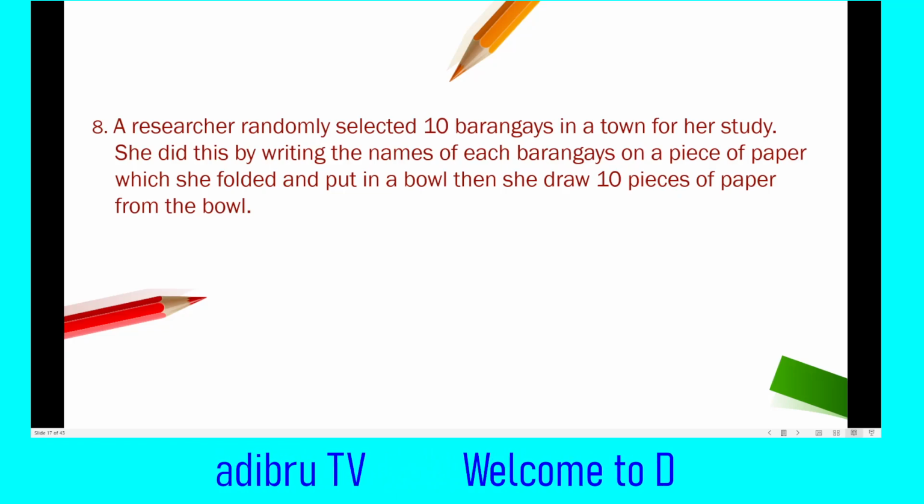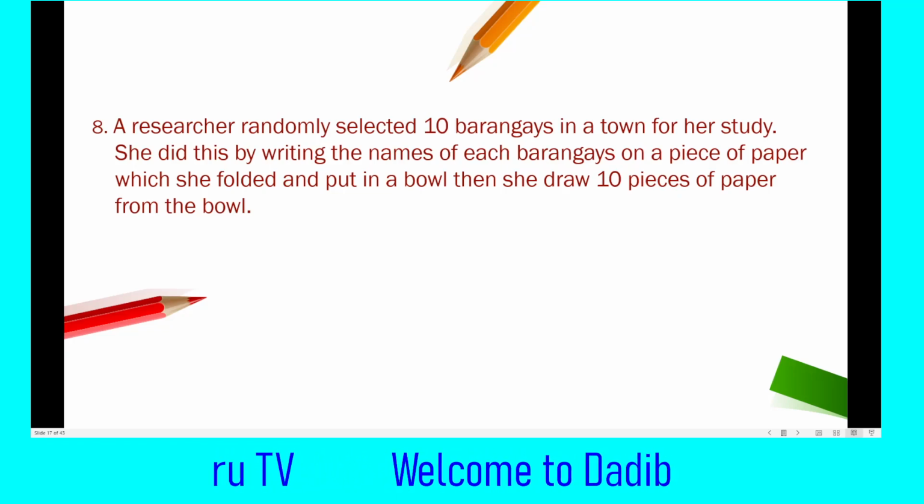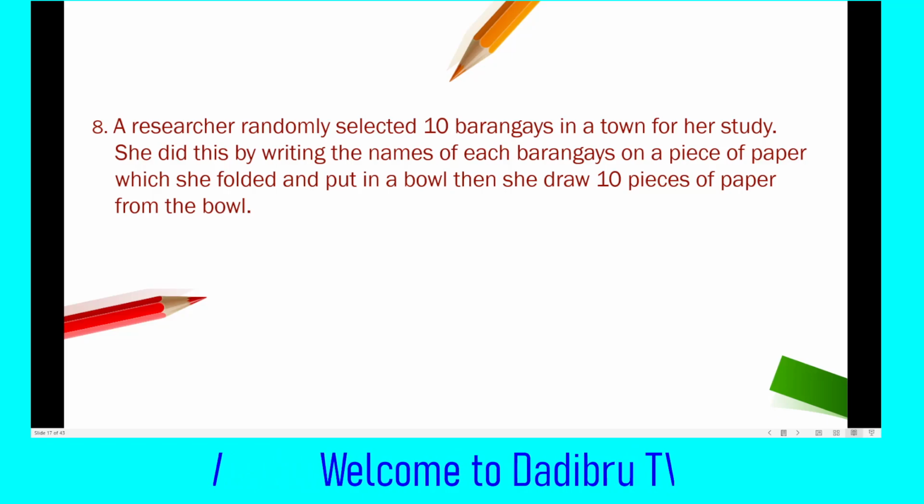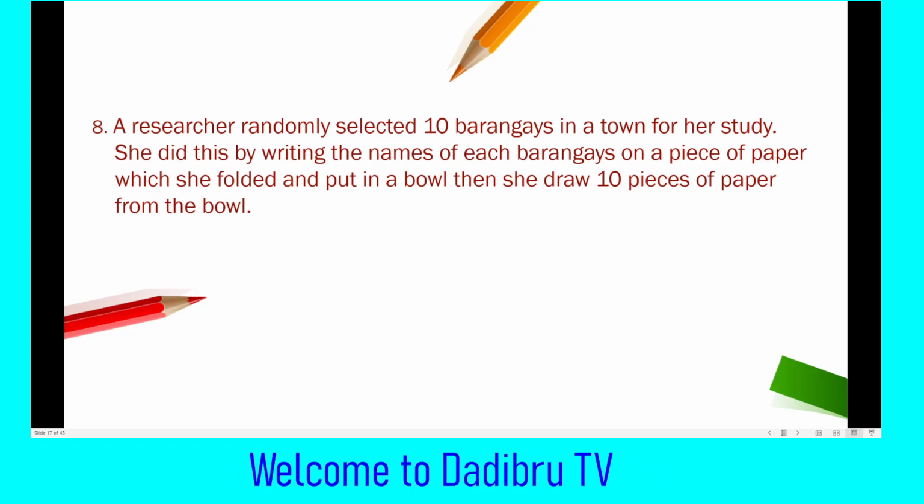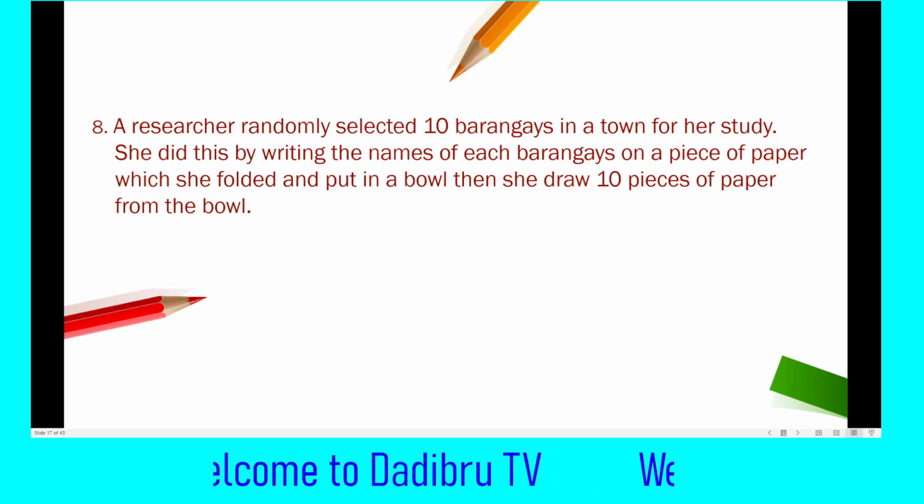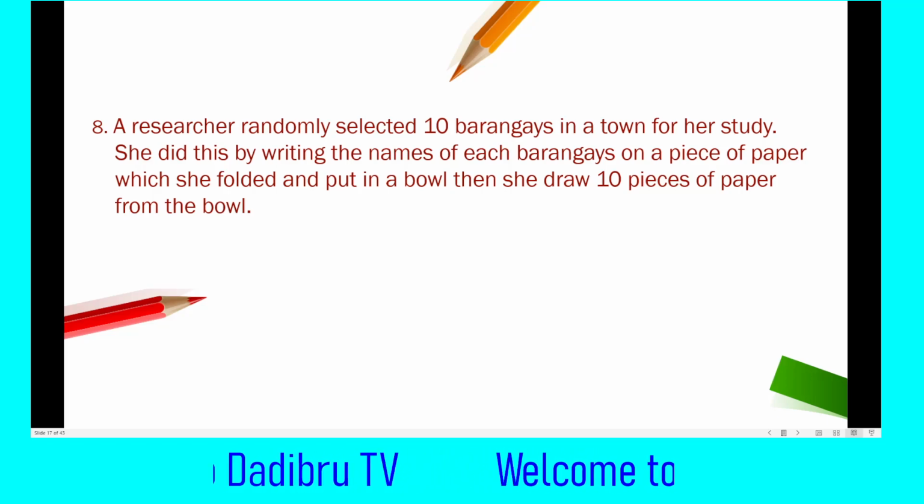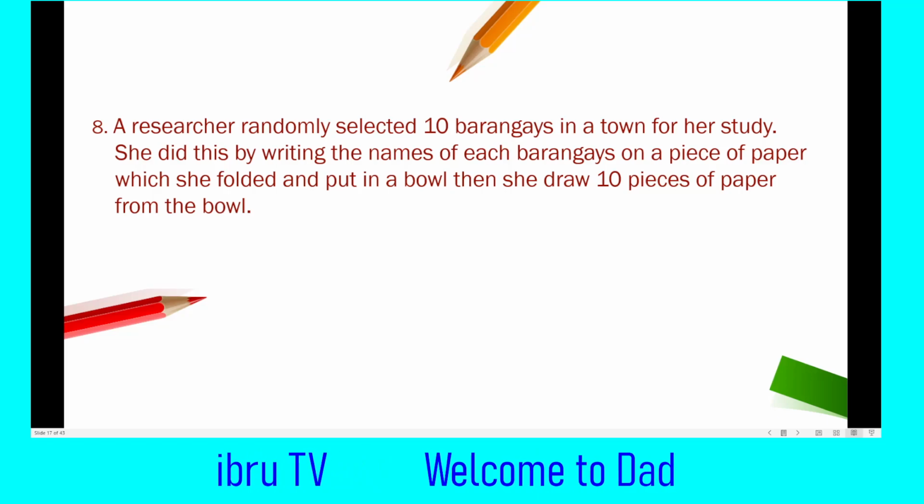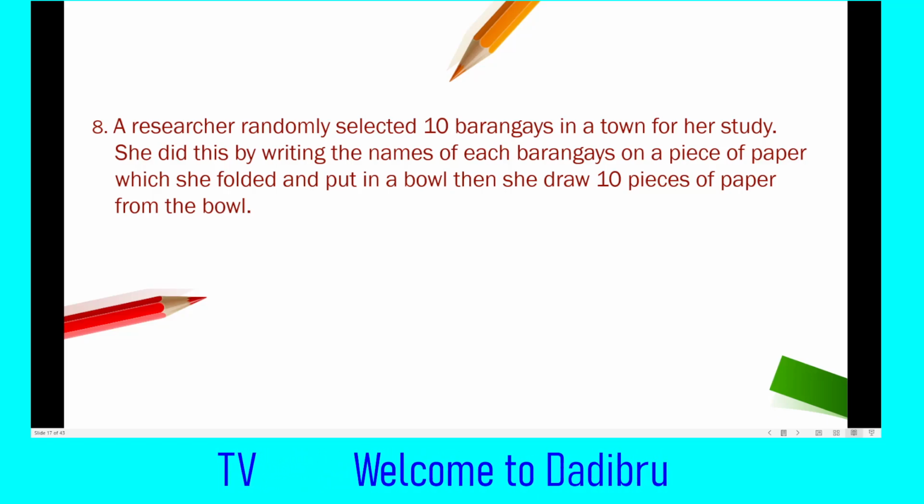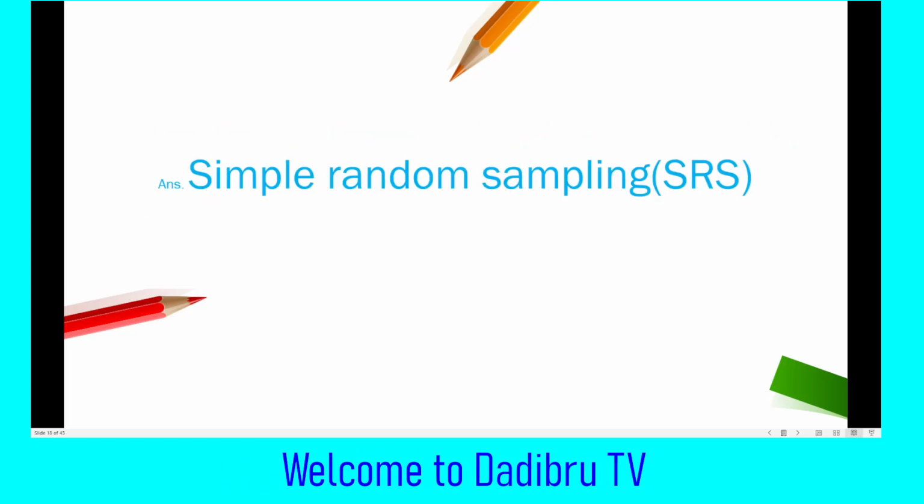Question number 8. A researcher randomly selected 10 barangays in a town for her study. She did this by writing the names of each barangays on a piece of paper, which she folded and put in a bowl. Then she drew 10 pieces of paper from the bowl. What is the answer? The answer is simple random sampling.